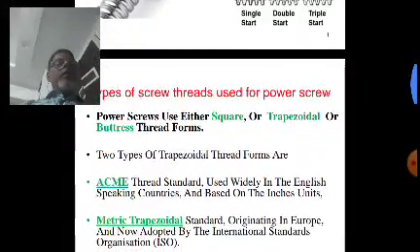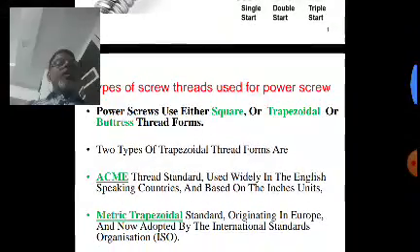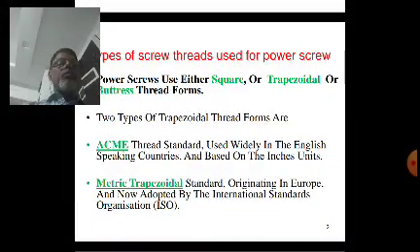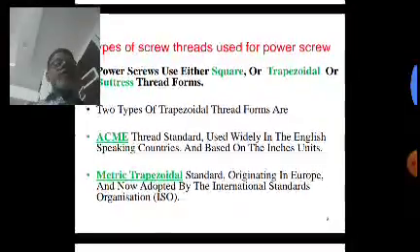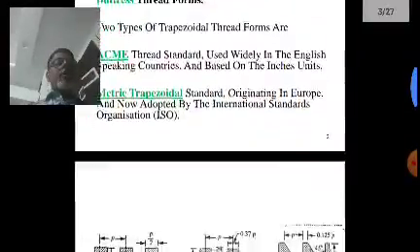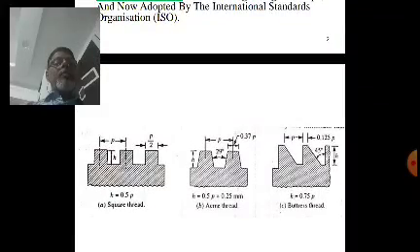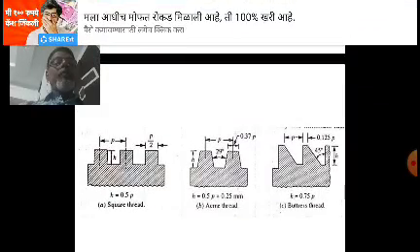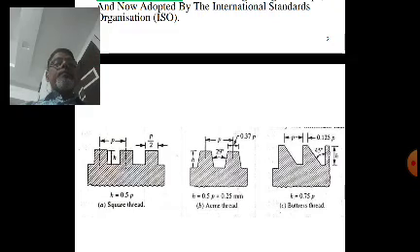Now there are two types of trapezoidal thread forms. One is the ACME, we call it ACME, and another one is the metric trapezoidal. And nowadays most of the time the International Standards Organization uses this metric trapezoidal. You can see here in this diagram, the square thread profile, the angle between this profile is 90 degree.